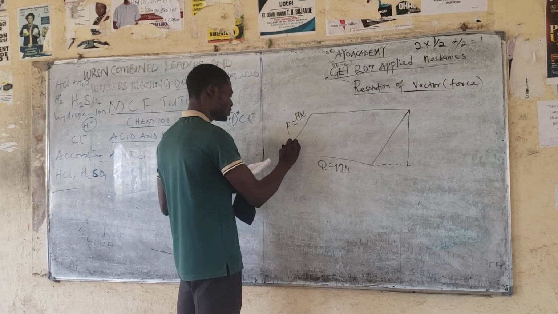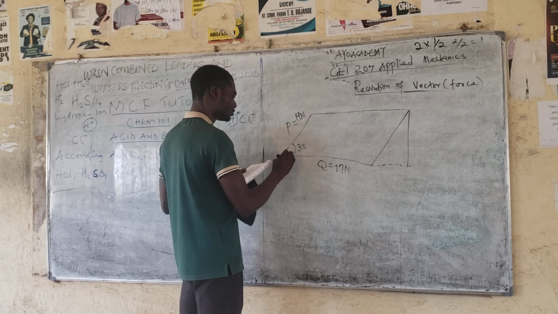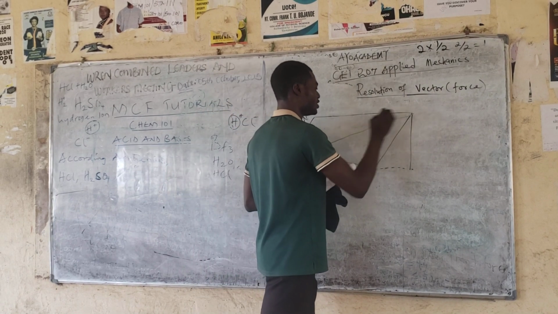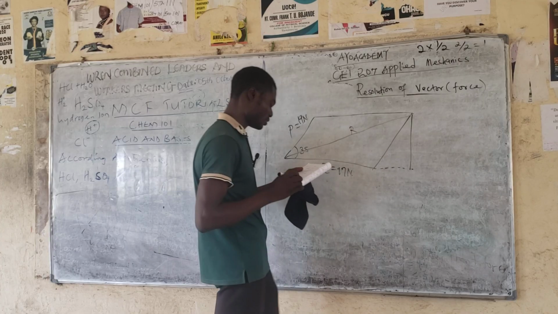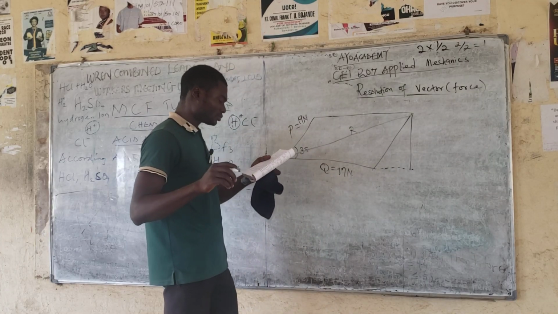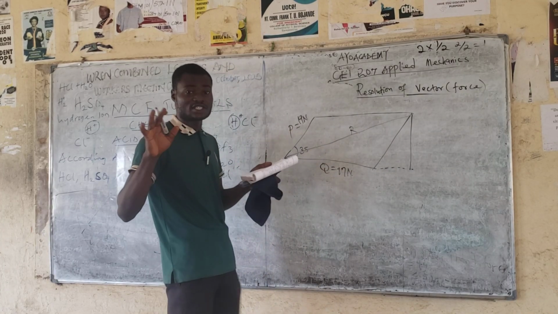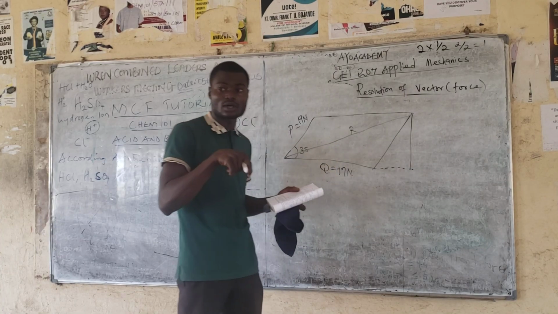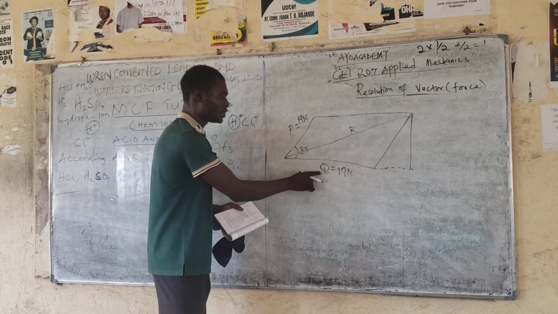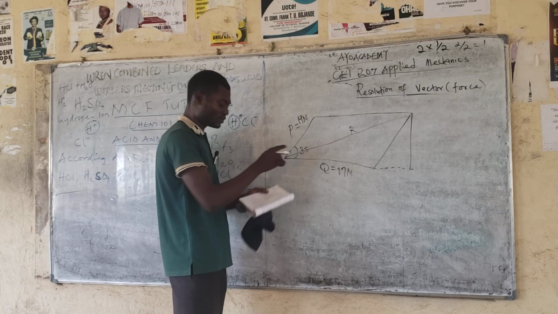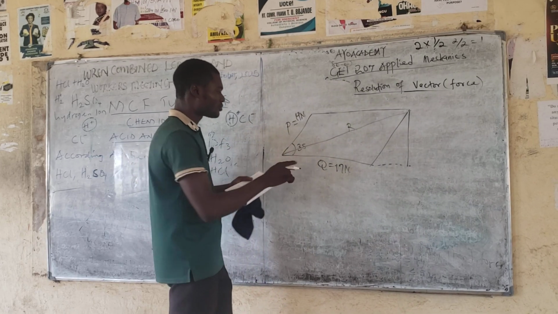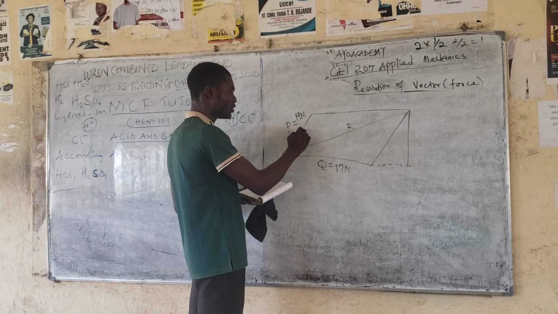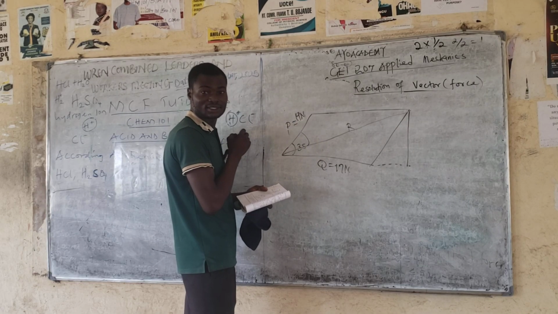So the angle between them is 35. Let's say it is up there, they call it R. Now they say the resultant of the two forces is R. If the angle between Q and R is 35, then also find the angle between P and R. That is the angle between this one.